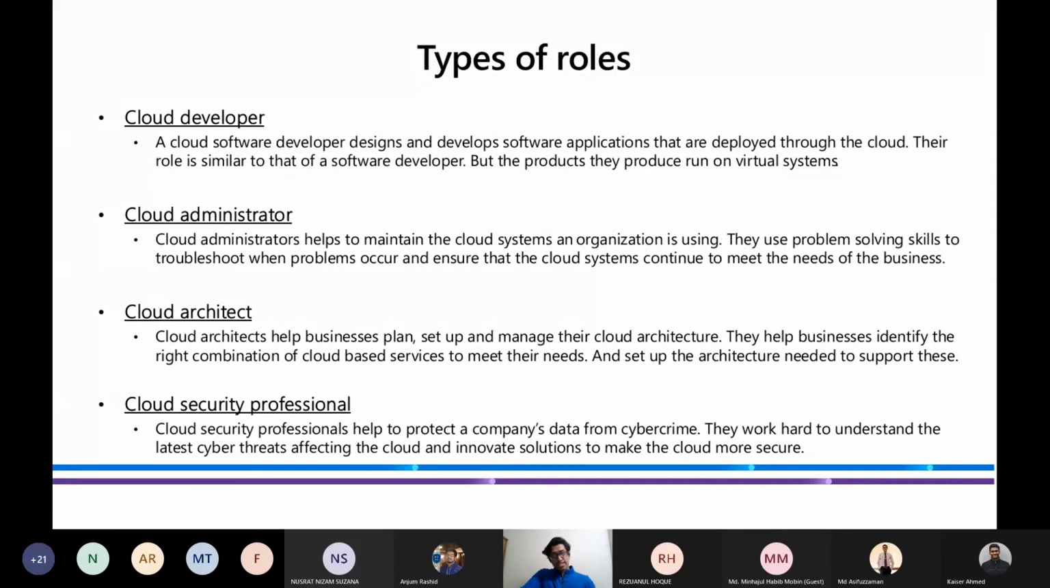Moreover, the next role involved in cloud computing is the cloud administrator. The cloud administrator is a step ahead of the development part. The cloud administrator is quite experienced compared to the cloud developer, and helps to maintain the cloud system. I would like to explain it.